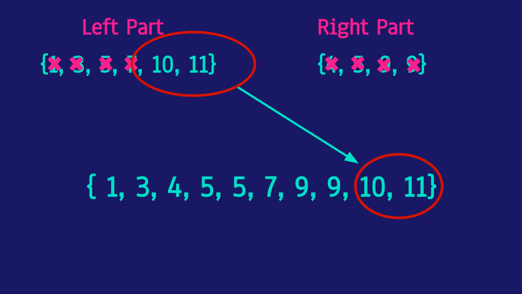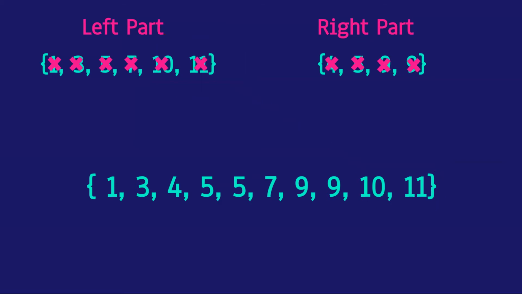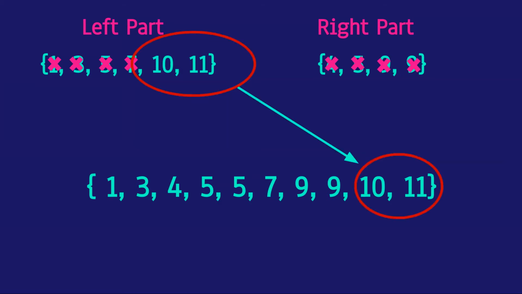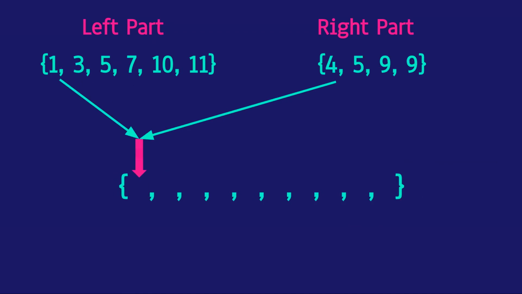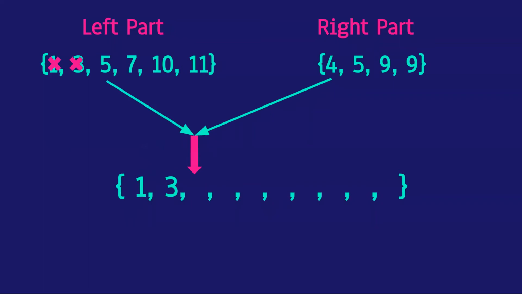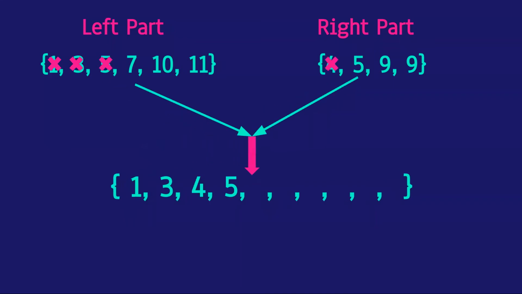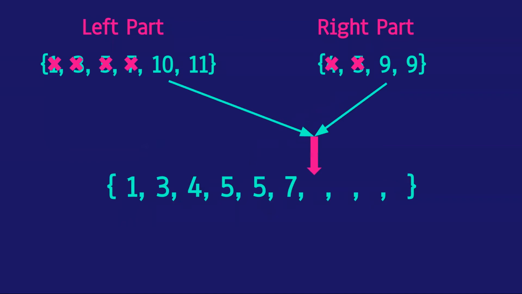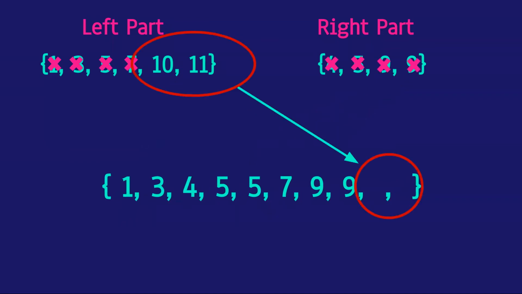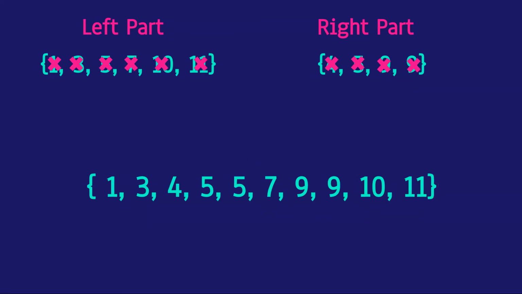Now we have all the elements in the answer, and every element is sorted now. So this is how merge works. Let me run through that animation again. This is the initial condition. We are just comparing the first elements of both the arrays. 1, 3, 4, 5, 5, 7, 9, 9, and finally 10 and 11 are left out. So we simply add them. And this is the final array. So this is the merge algorithm. And it's really that simple.